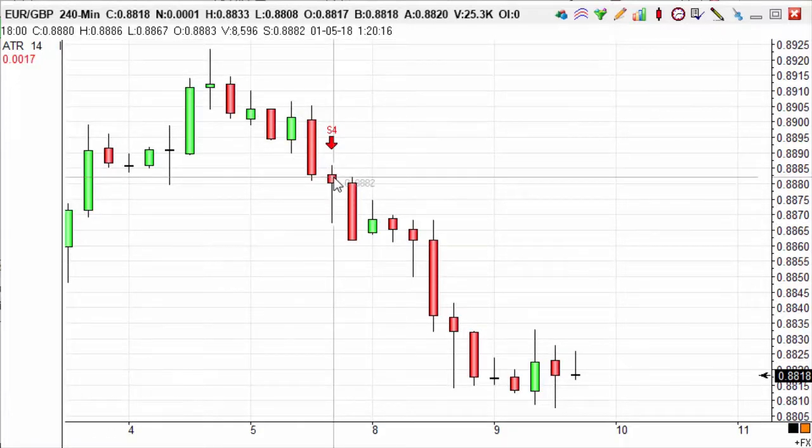And we actually had a pip target of 15 pips, and we worked this out by taking away our spread of 2 pips from the ATR of 17 in the top here. This giving us a target price of 0.8865.